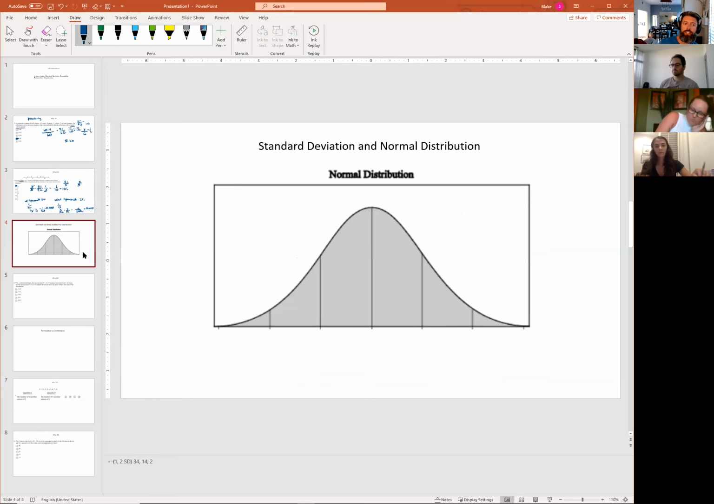Now we're going to talk about standard deviation and normal distribution. Go ahead and just draw your version of this on your notes. It's not a big deal. It doesn't need to be perfect. And I am going to share this with you guys later, but I want you guys to kind of fill it out as we go, just to make sure everyone gets what we're talking about.